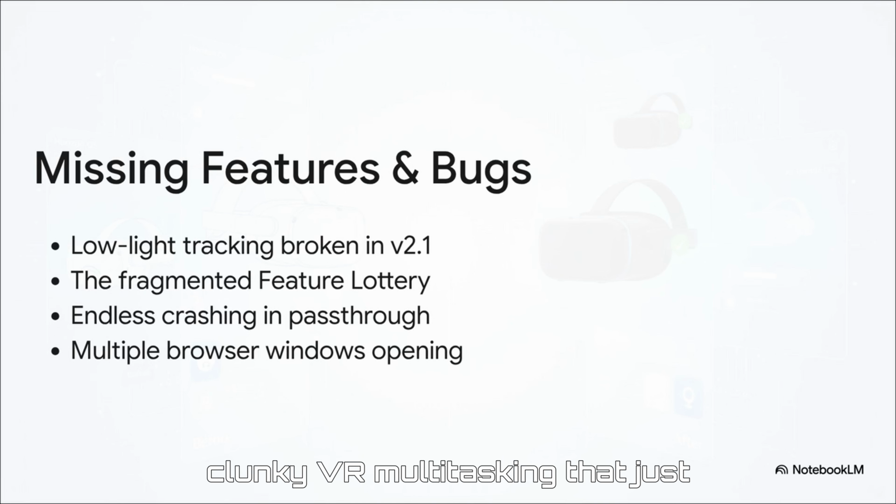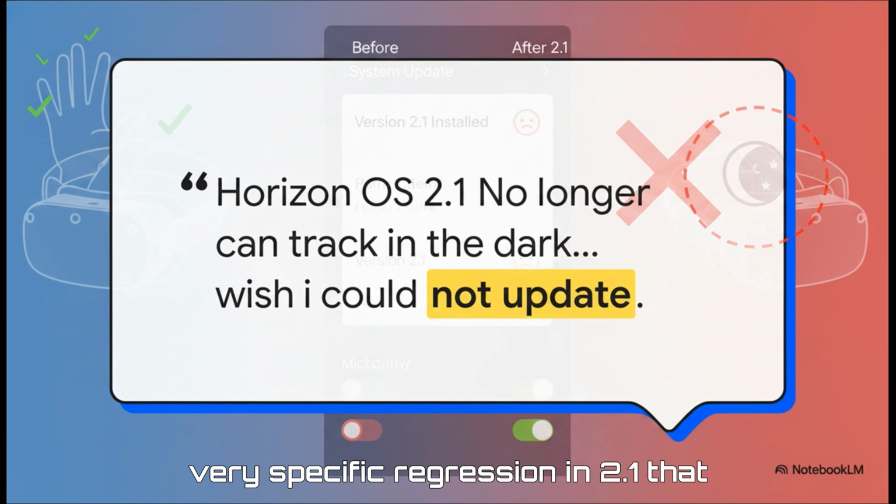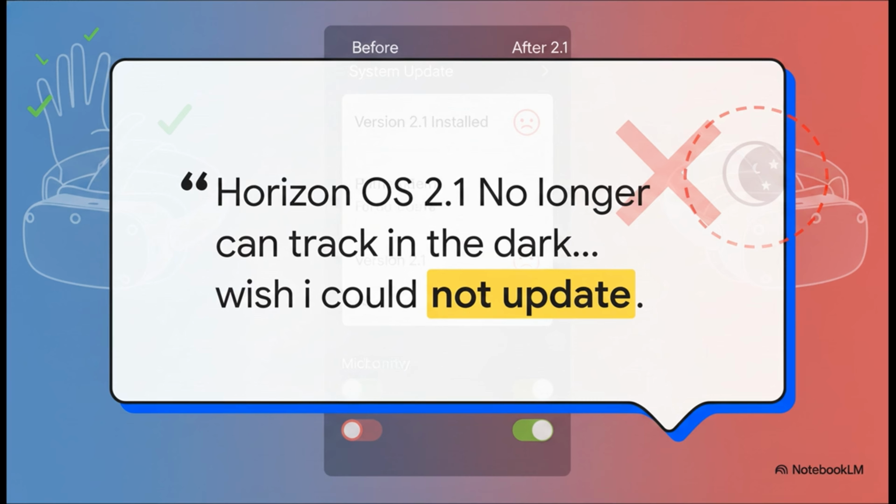Then you have genuine day-to-day bugs. Things like clunky VR multitasking that just leads to endless crashing when you're in pass-through mode, or the browser completely losing its mind and opening multiple windows at once when you literally only clicked once. And then there's this very specific regression in 2.1 that really hit a lot of users hard. Reddit user DruganX writes, Horizon OS 2.1 no longer can track in the dark with the Quest 3s. Wish I could just not get the update, but it forces it. You can literally hear the exasperation there, right?